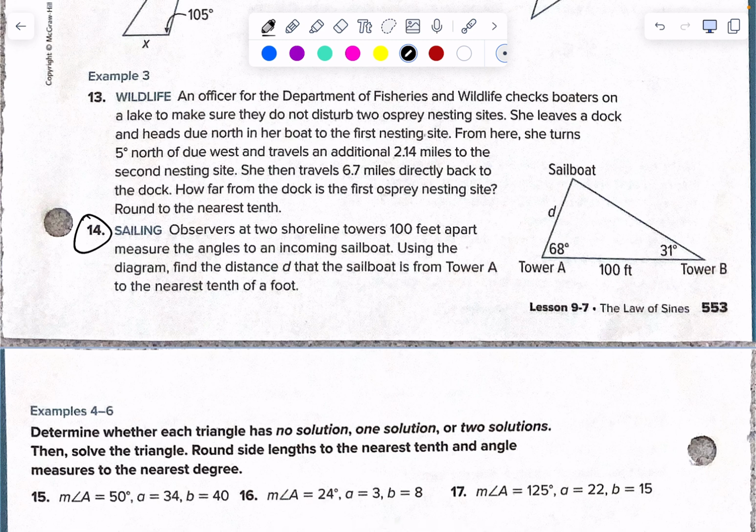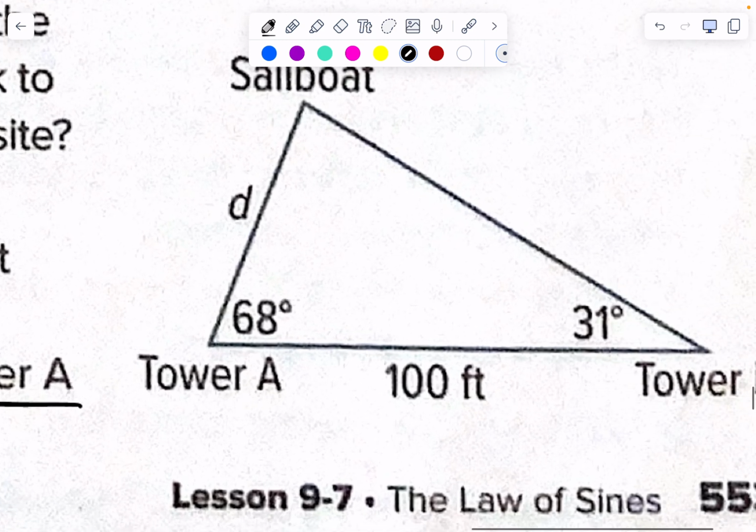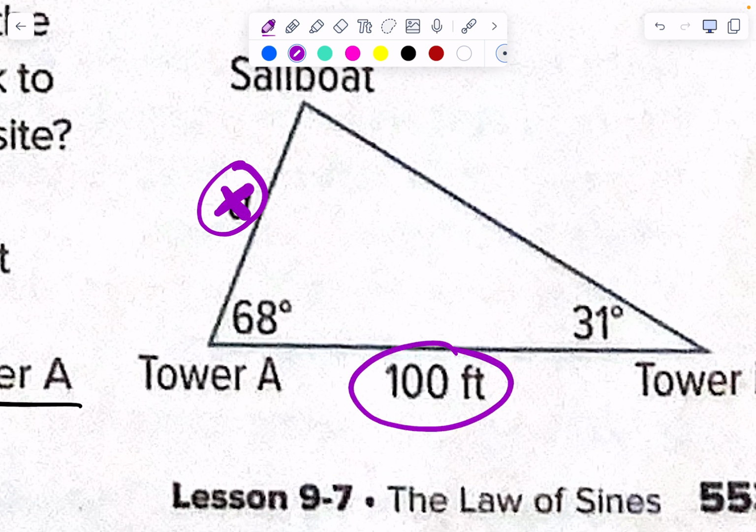Find the distance that the sailboat is from Tower A, which they labeled D. We can call it X if we want to. We don't care. I start with my two sides. So I have this side. We'll call it X and 100.